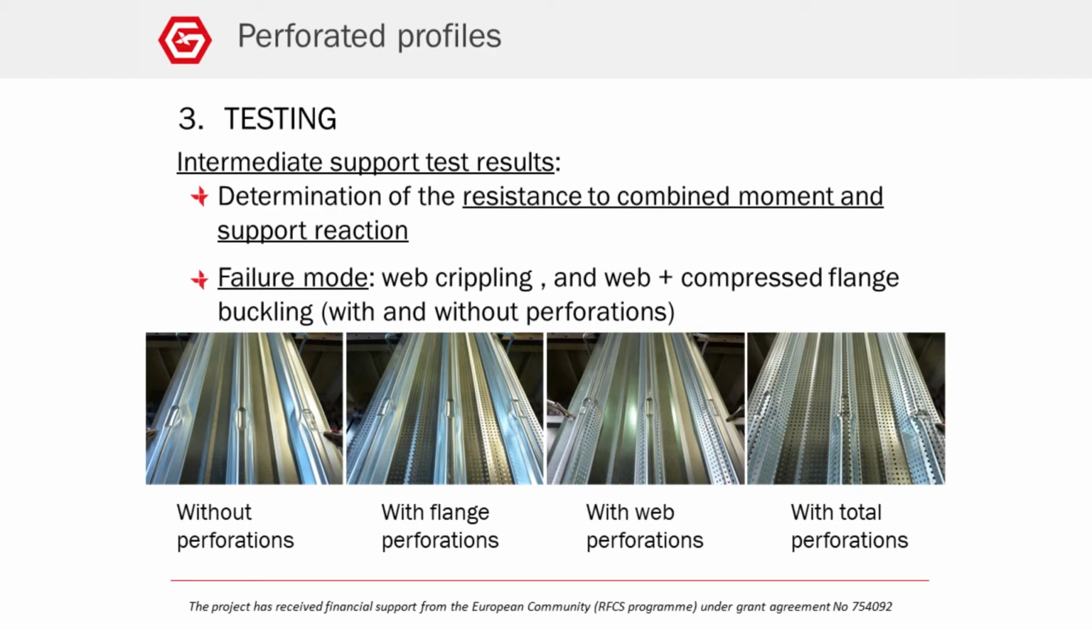Here are the pictures taken during the intermediate support testing. On the first one, we have a profile without perforations, then a profile with flange perforations. On the third, a profile with web perforations, and finally a profile with total perforations. The observed failure mode for all the profiles was a crippling and buckling of the web. The resistance to the combined moment and support reaction was determined.